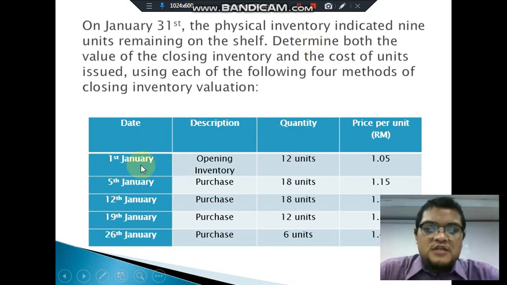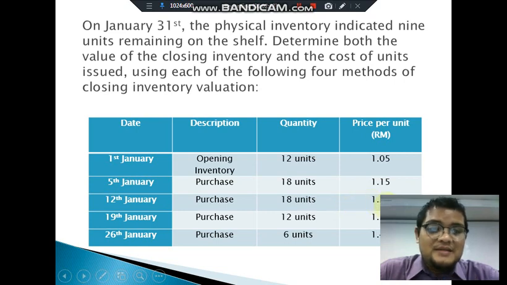Guys, this is the information. On the 1st of January, when you calculate, you find that your opening inventory is 12 units left on the shelf. On the 5th of January, you purchase another 18 units at 1 ringgit and 15 cent. On the 12th of January, you purchase another 18 at 1 ringgit 20 cent per unit.